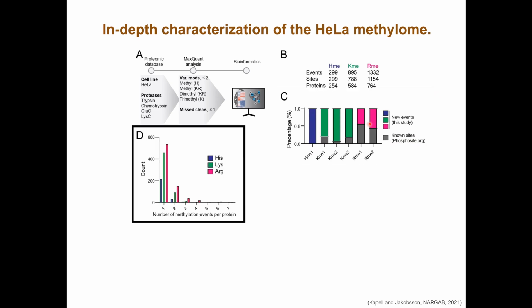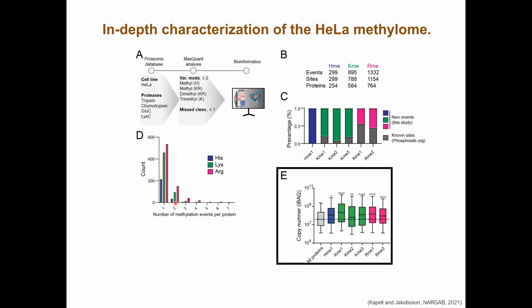And we then explored whether these modifications were concentrated or frequently occurring on single proteins, or if they were scattered across the proteome. And the results are illustrated here. Here we show the number of methylation events identified per protein for the different types of methylation. And clearly most proteins contained a single methylation event, suggesting that they are indeed scattered across the proteome.